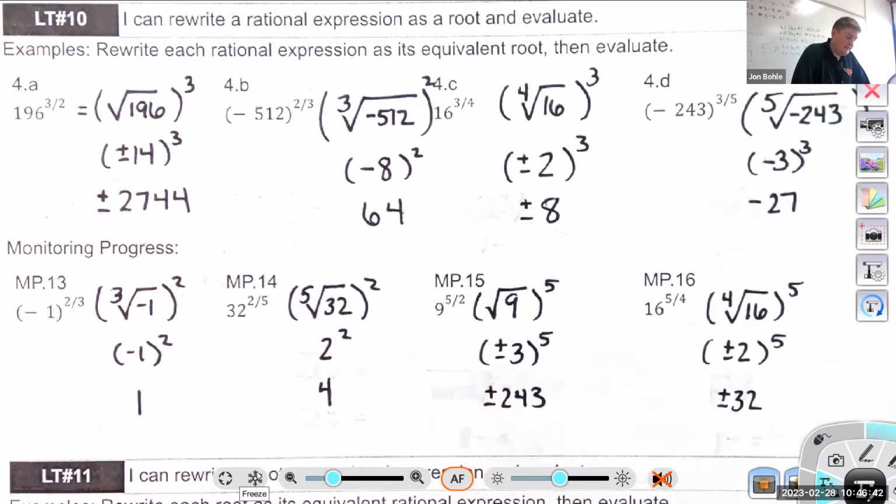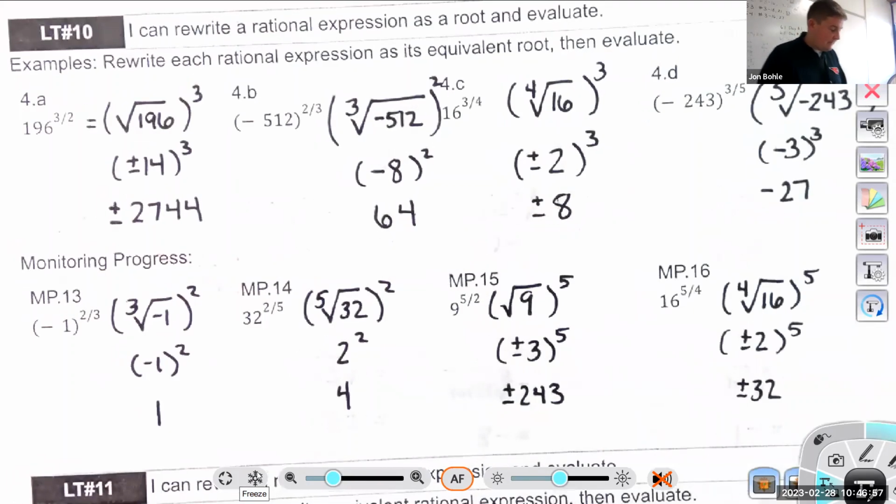All right. Questions about learning target 10. We have now completed that one in its entirety. All right. Today's going to be an early day. Should be able to get plenty of stuff done.